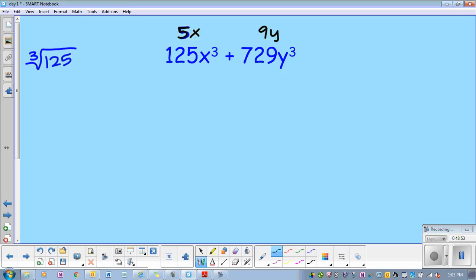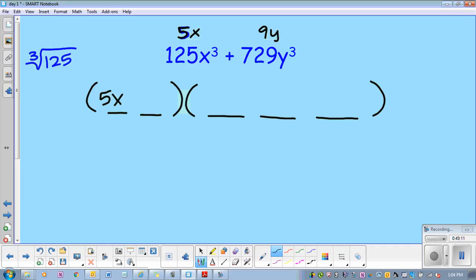So remember, SOAP or the cubes, they have a different setup. So we have the 2 and we have the 3. Remember this one? So find the cube root of both of your terms. So 5x and 9y. Don't worry about the signs right now. We'll get to the signs after, okay?